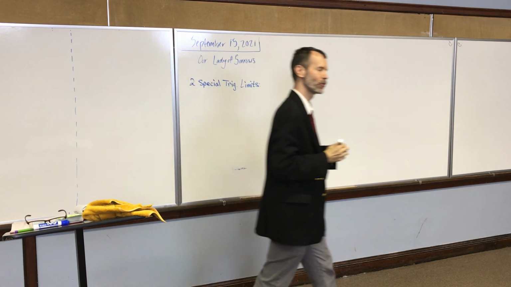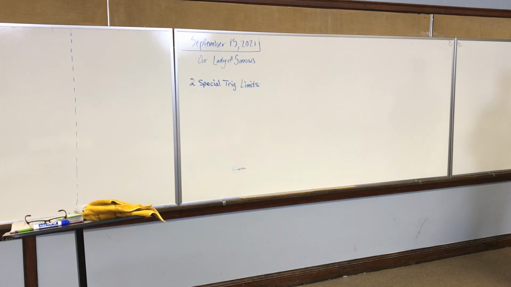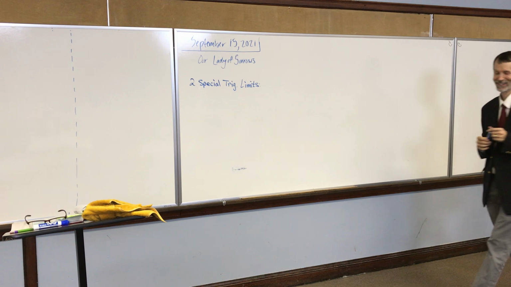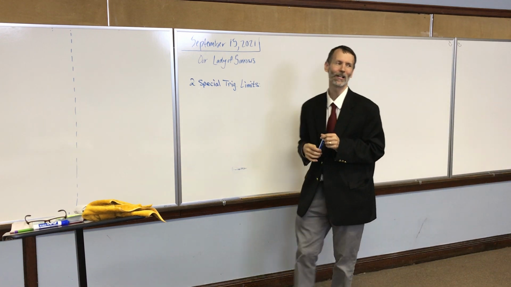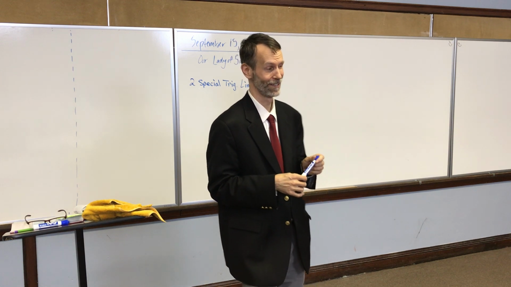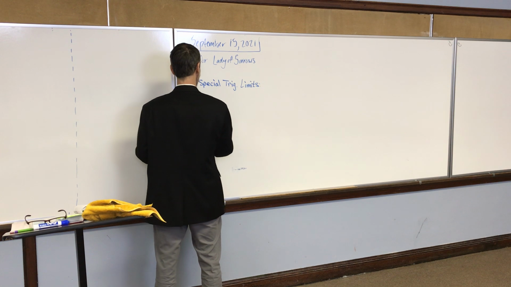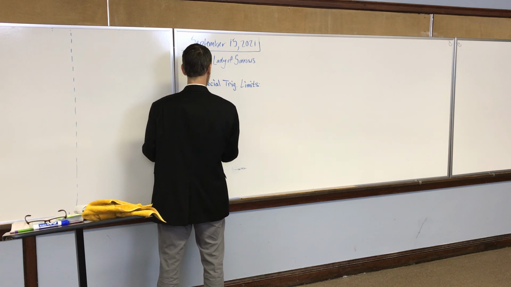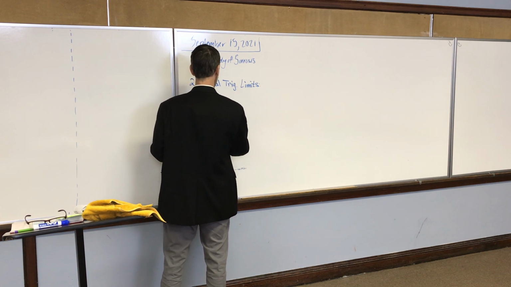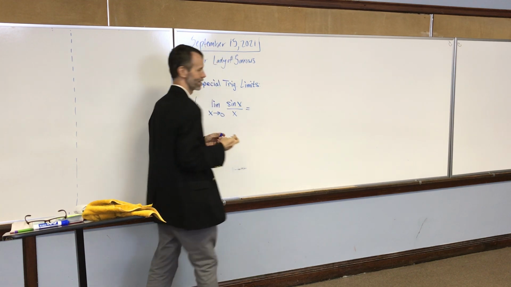There are two special trig limits that you will need to memorize. How many people caught what I just said? Yes, that I have to say. You have to memorize them as soon as humanly possible. A, they'll be on the worksheet for tonight. B, they'll be on the test. So, the first one, the limit as x approaches 0 of sine of x over x.